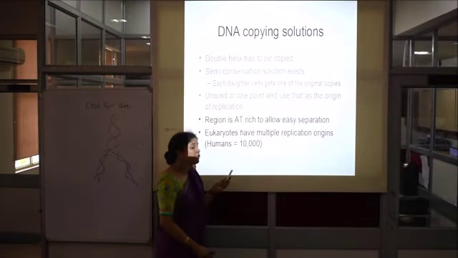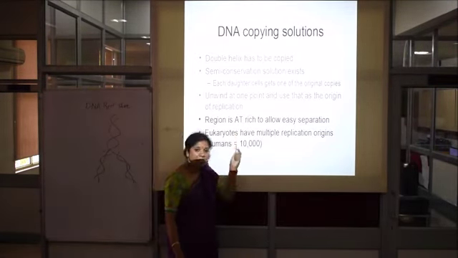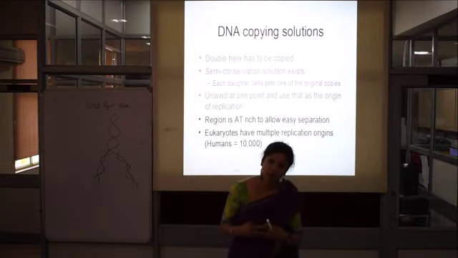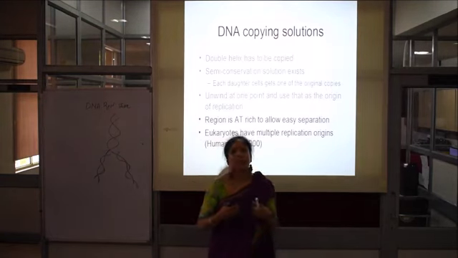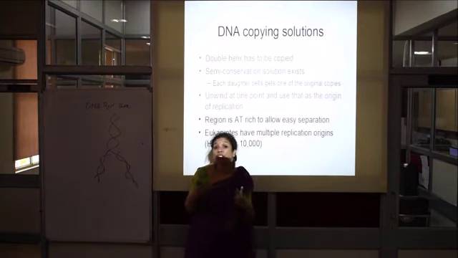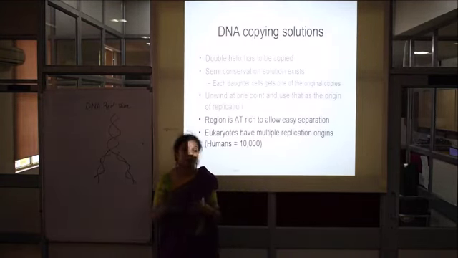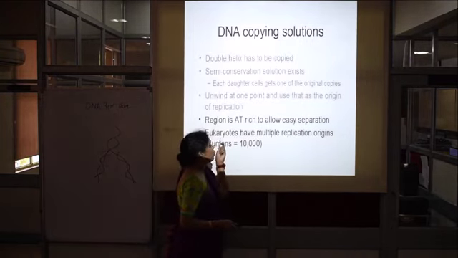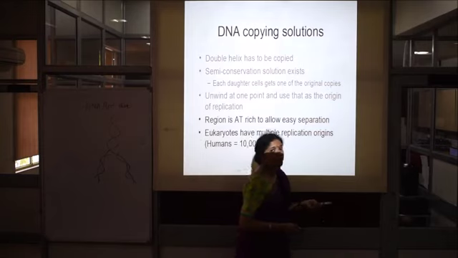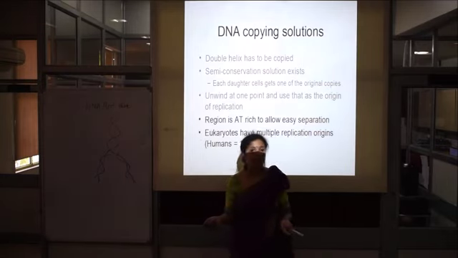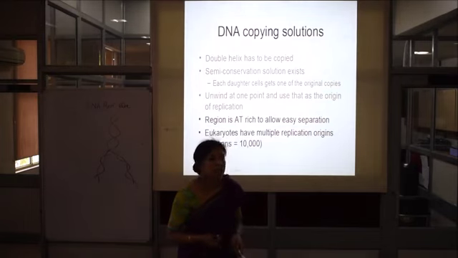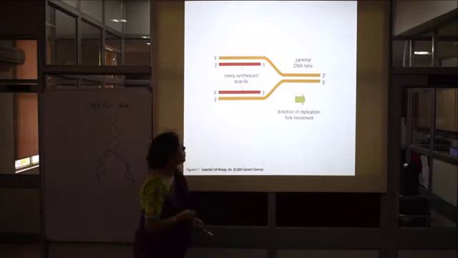Because in the last class I told you that A and T bond together with each other through double hydrogen bonds. So they can separate easily as compared to GC-rich content, because there are 3 hydrogen bonds between them. In eukaryotes, there are multiple origins of replication because the amount of DNA is very large. So multiple origins of replication facilitate quick replication of DNA in the required time.